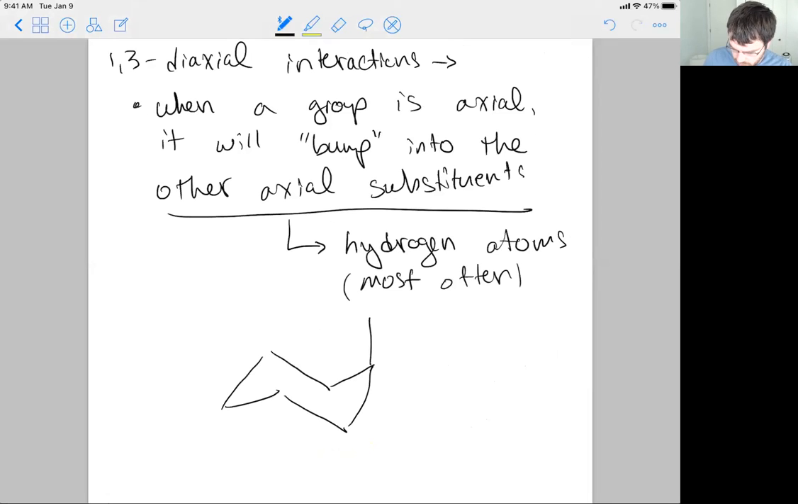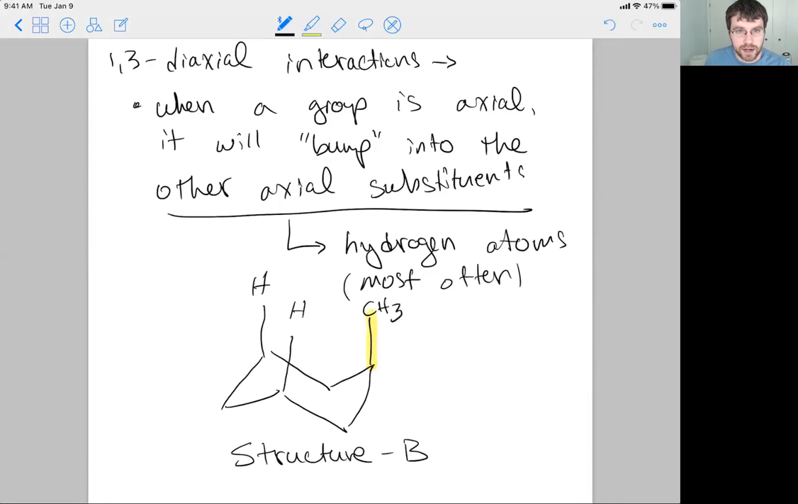Okay, so this was structure B. I'm considering structure B because we have a methyl group, which I could even write as my CH3, positioned axially, which means we're going to see 1,3 diaxial interactions. I wish they just termed this diaxial interactions, but they don't. Okay, so we have the CH3 drawn axially.